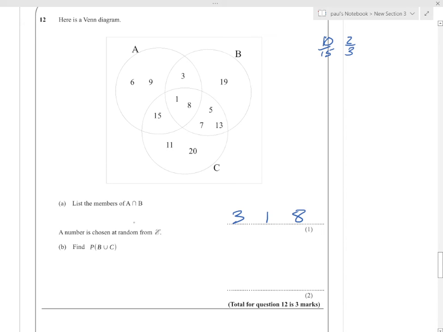Now, find the probability of a number chosen at random. Find the probability that it is in B, either in B or in C. Everything that's either in B or in C. So all of these are in B, all of these are in C. So let's count these. 1, 2, 3, 4, 5, 6, 7, 8, 9, 10. There's 10 of them. Out of all of them.